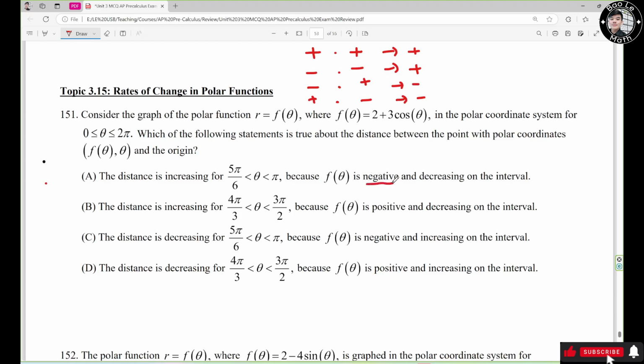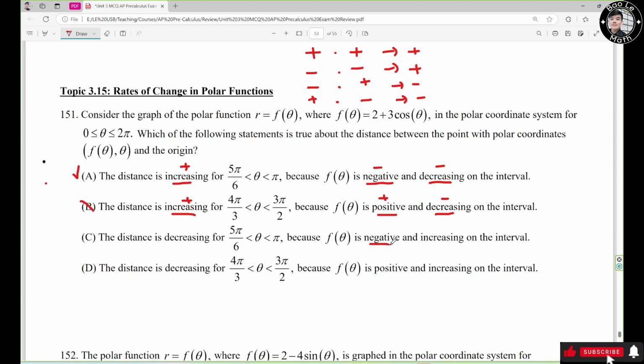So this is negative, we're going to use the negative side. Decreasing means the negative side. So negative times negative is going to be positive, and this one is positive right here. So answer choice A could be right. Now, answer choice B: this is positive, we use the plus side, and decreasing, we use the negative side. So positive times negative is going to be negative, but this one is positive. So answer choice B is wrong. We need to eliminate it.